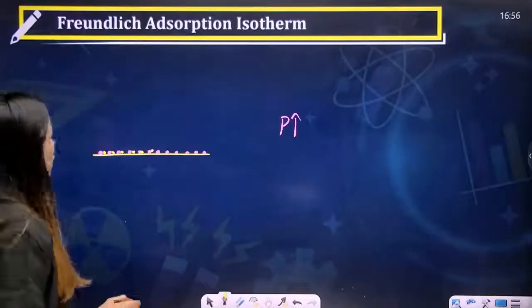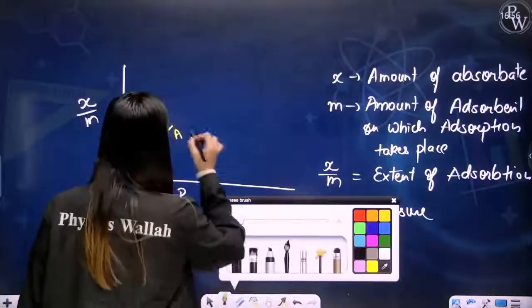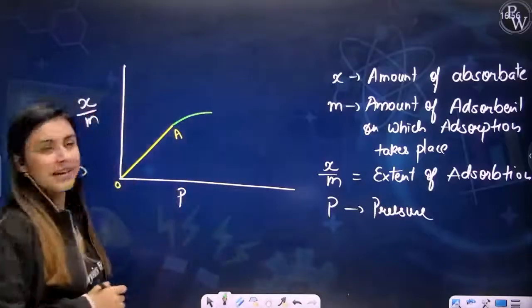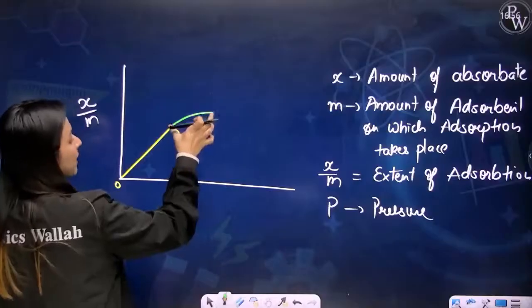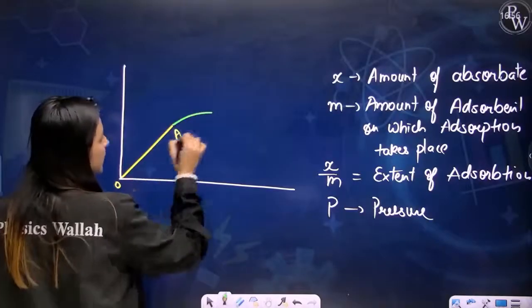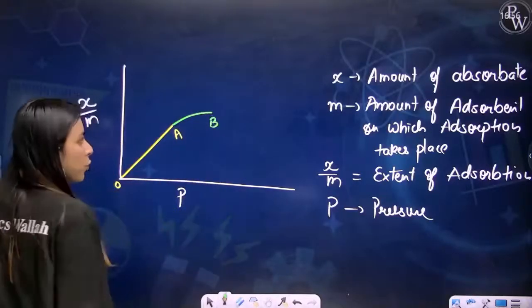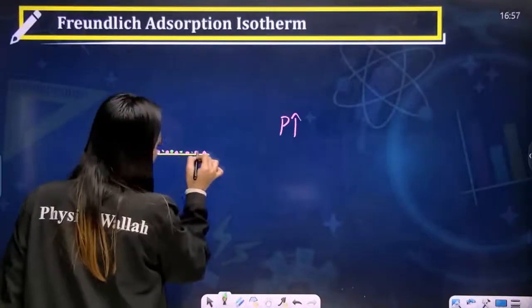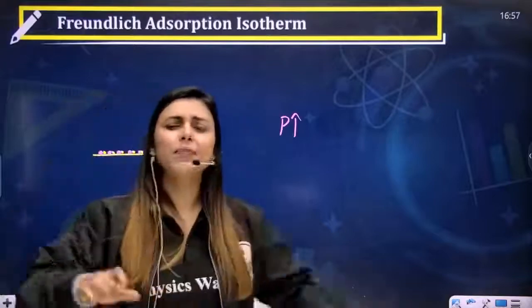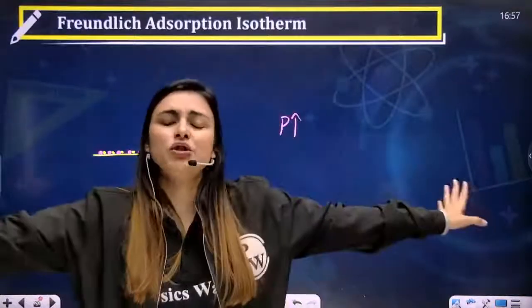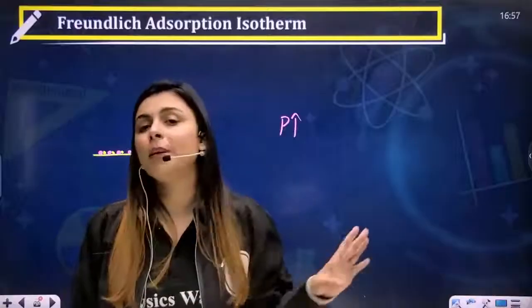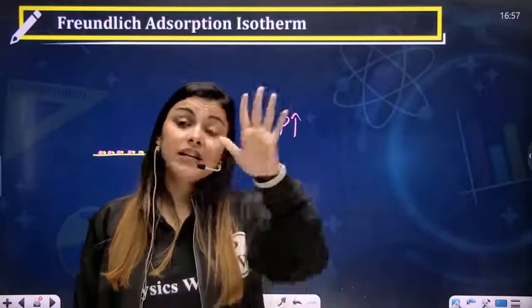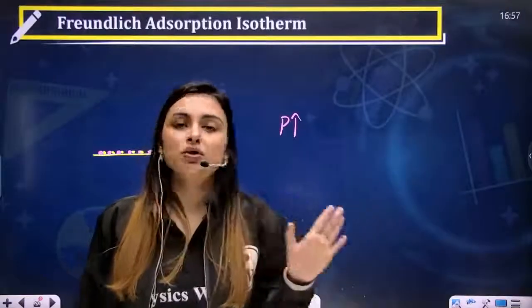So now the plot will be something like this. From this point to this point, it will not be directly proportional. You will have to apply more pressure, but the adsorption will be very less. So this is from A to B point. Okay, now once the complete surface is occupied, you can apply as much pressure as you want, but no more particles can be adsorbed on the surface, right? Now you're increasing the pressure, but no adsorption is taking place.